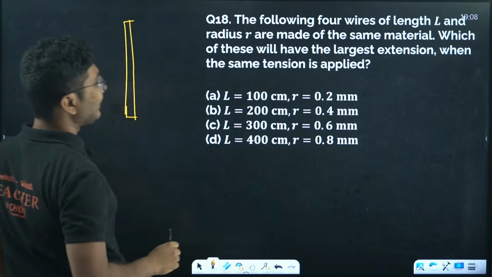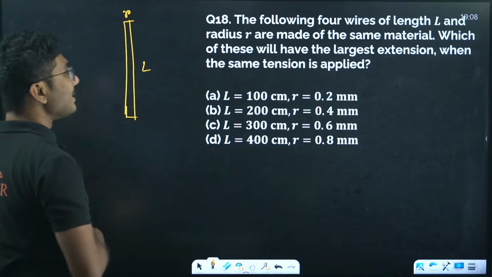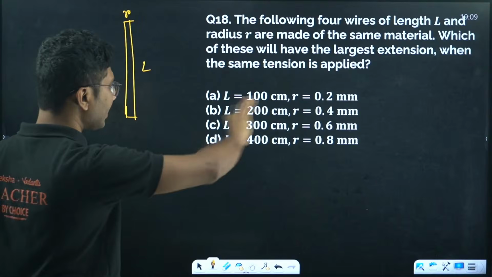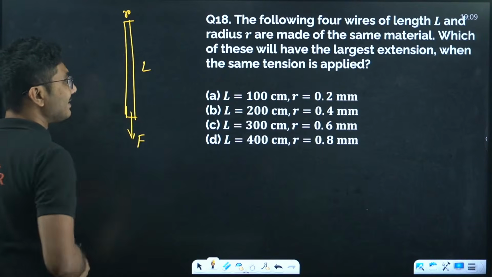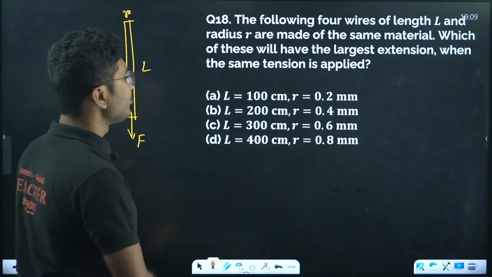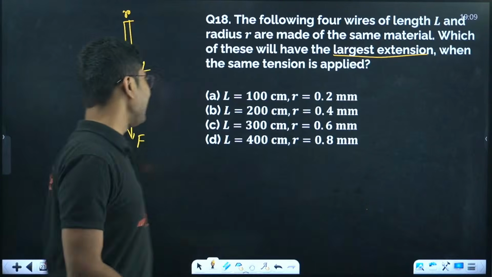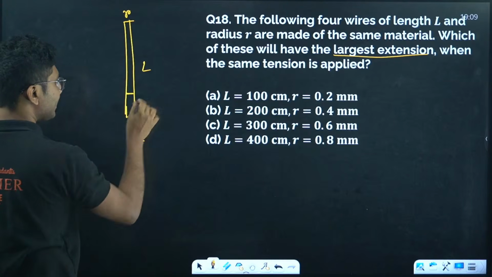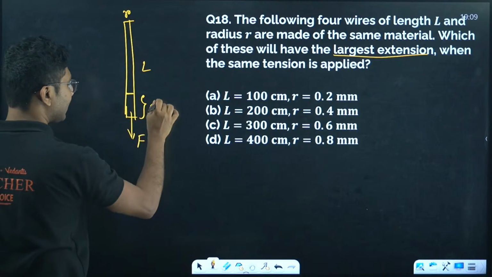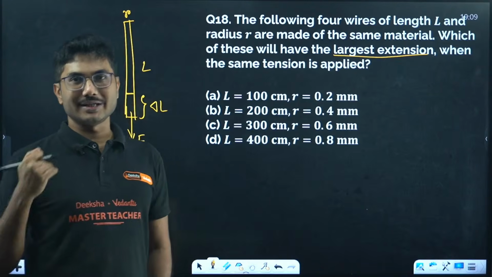Okay, the length is L, the radius is r. The material is the same. There are different wires. You apply some force, and the question asks which will have the largest extension, that means the change in its length when you apply force. Suppose the original length was this, it expanded by a distance delta L. Who will have the largest extension?